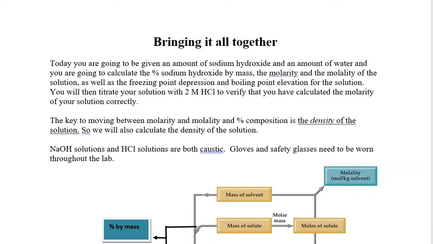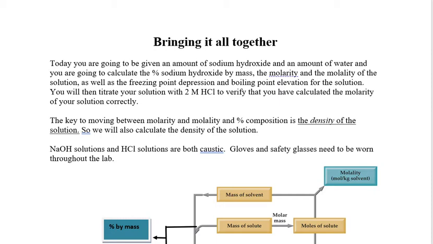All right, this lab brings together a whole lot of things that you've been learning up to this point. What you're going to do today is receive a certain amount of sodium hydroxide. It's going to be a teaspoon. And I'm going to have you determine the mass of that so that you can determine how many moles of sodium hydroxide are in that teaspoon.